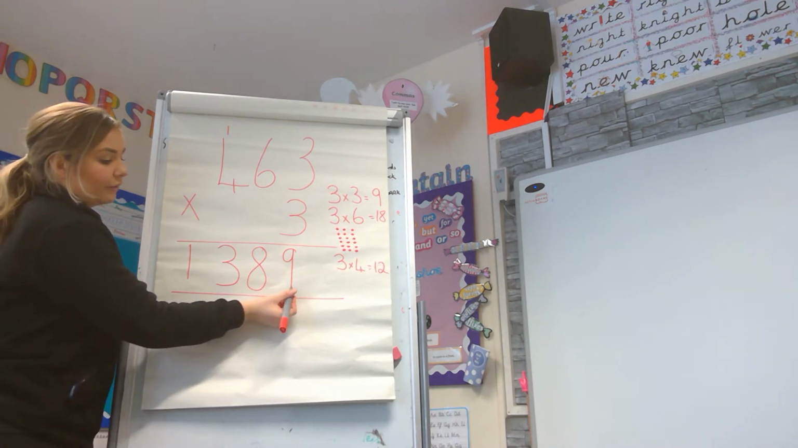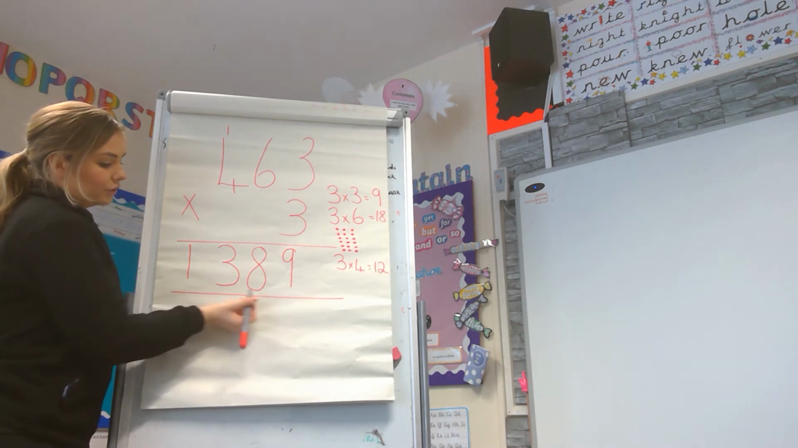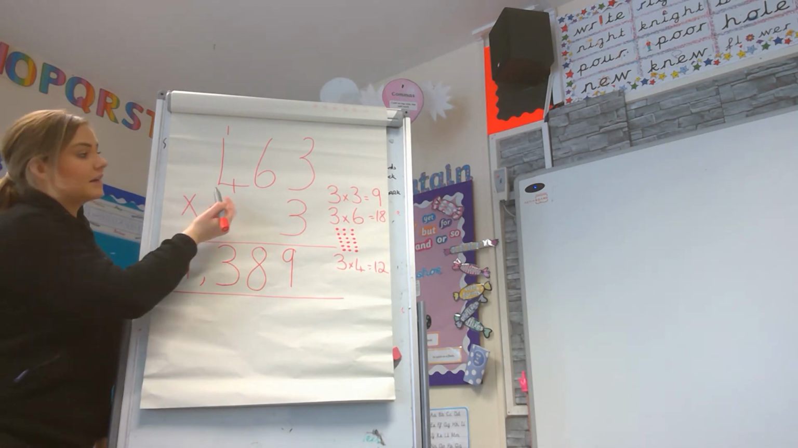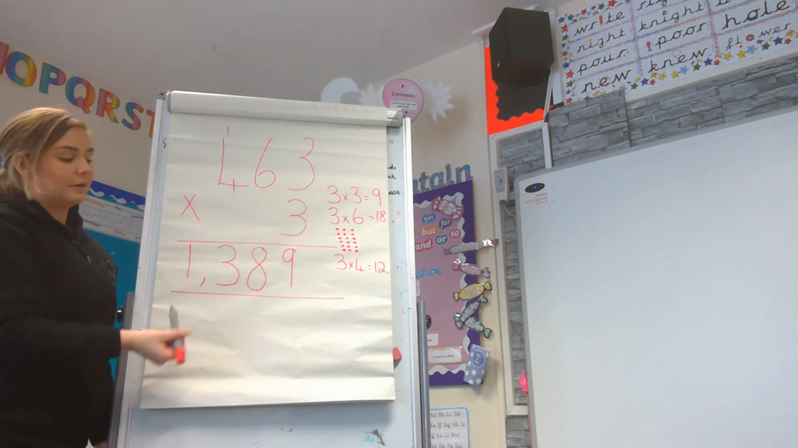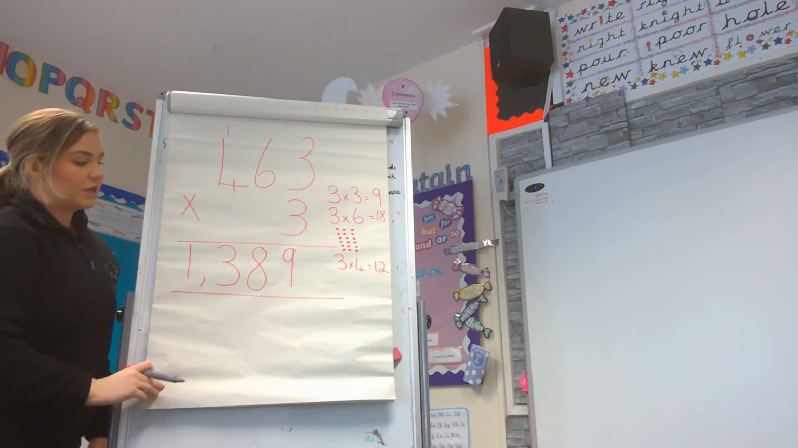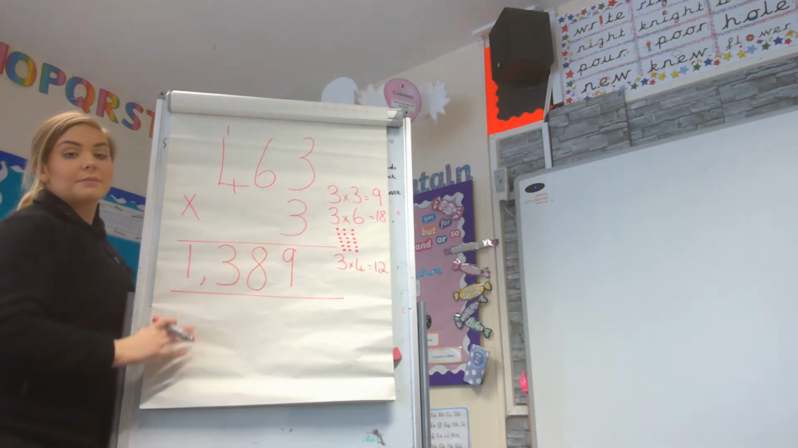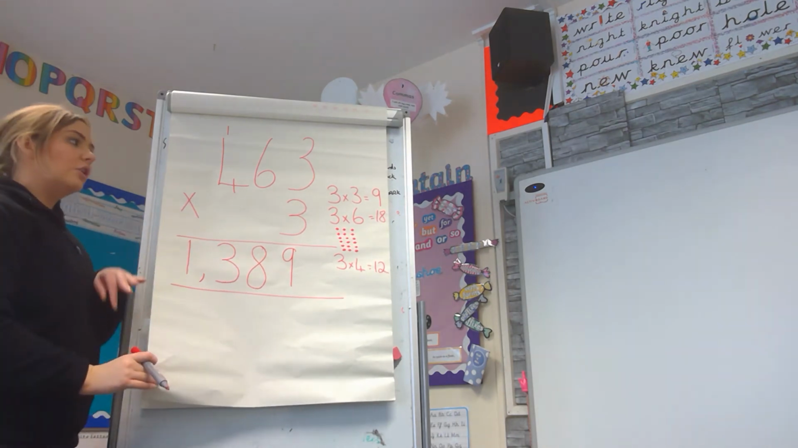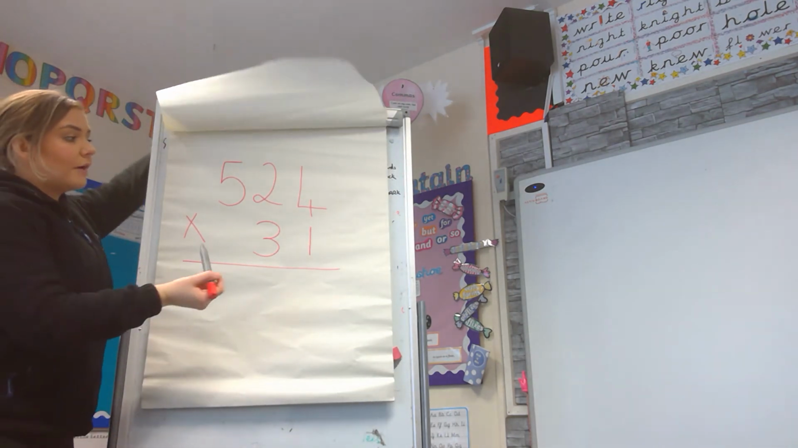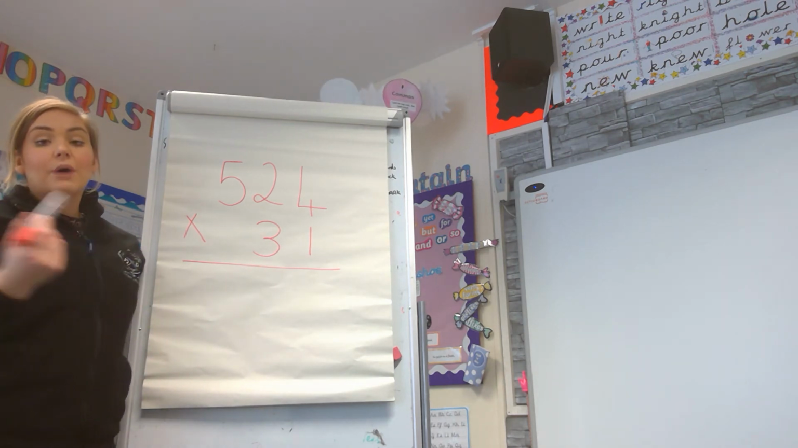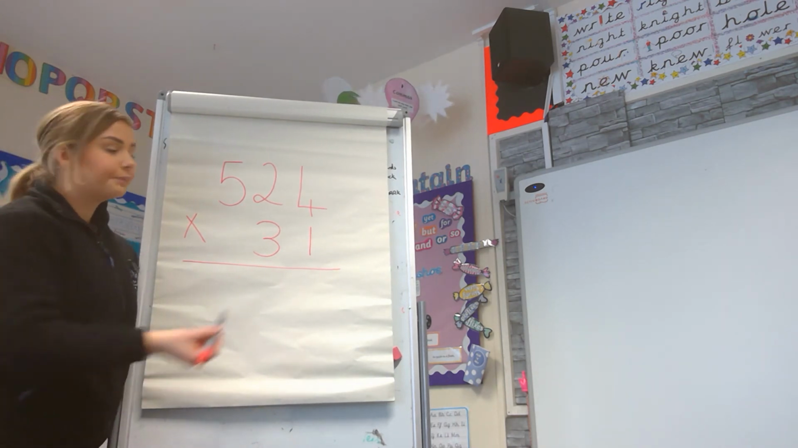I'm then going to count 3 place values up, 1, 2, 3, to put my comma in. So the answer to 463 times by 3 is 1,389. Okay, so that's a 3-digit number times by a 1-digit number. Let's have a look at a 3-digit number times by a 2-digit number now. It gets a little bit more tricky, and this will help you with your work tomorrow.